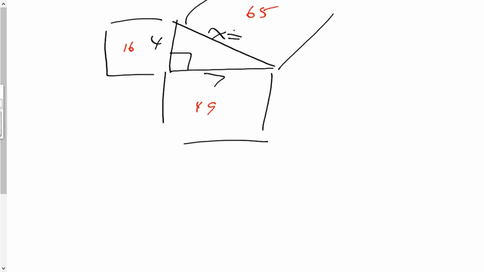Therefore, x is equal to the square root of 65, which is approximately equal to, since the square root of 64 is 8, the square root of 65 is probably like 8.1 or 8.05 or 8 point something like that. But we're going to use, without a calculator, 8.1. We're not going to grab a calculator because we're pretty smart people. Roughly that.